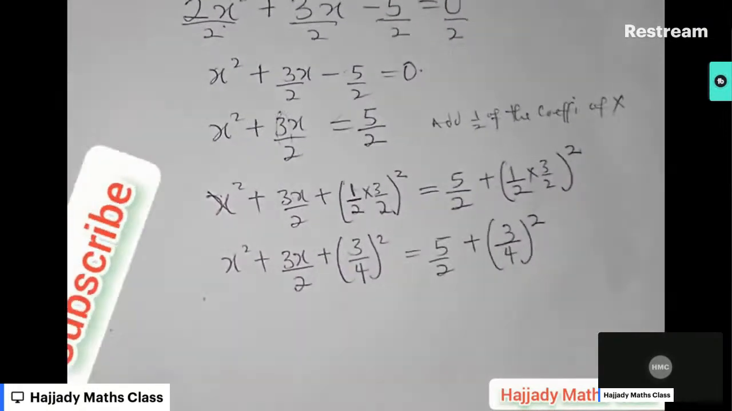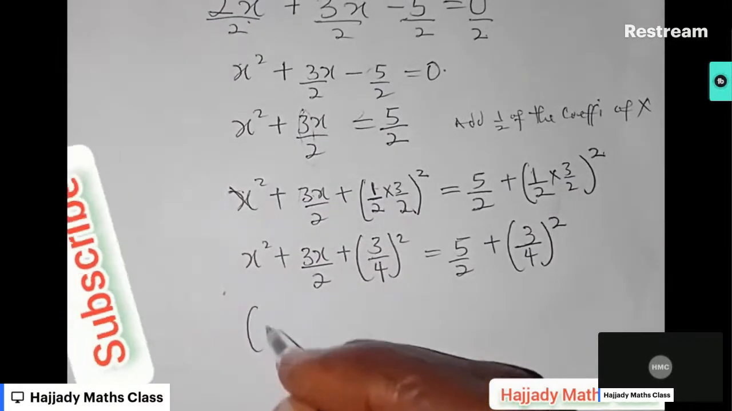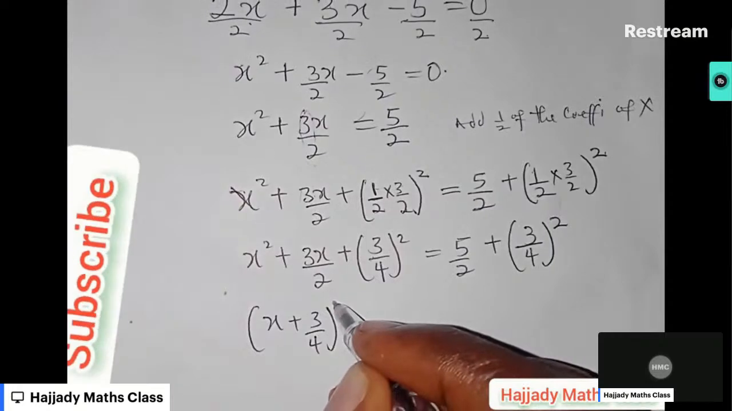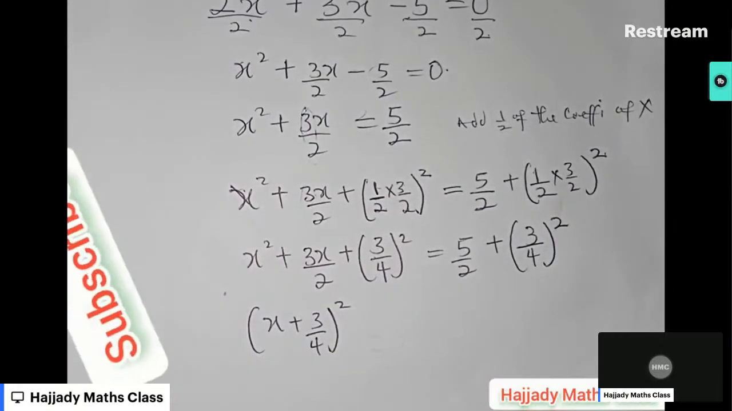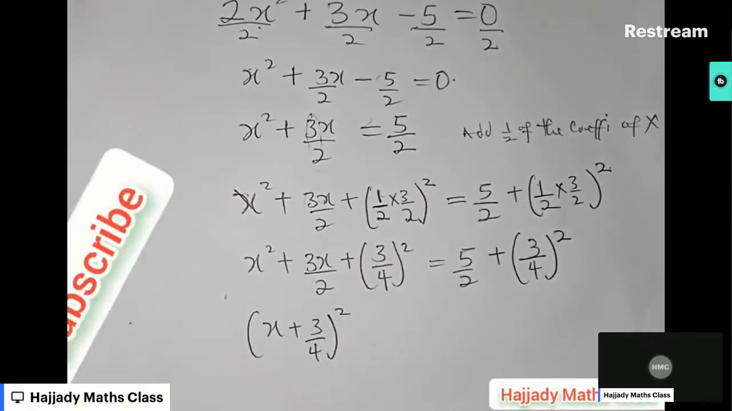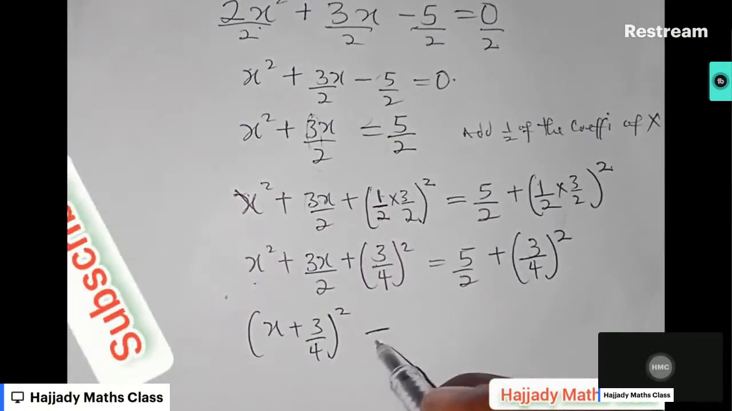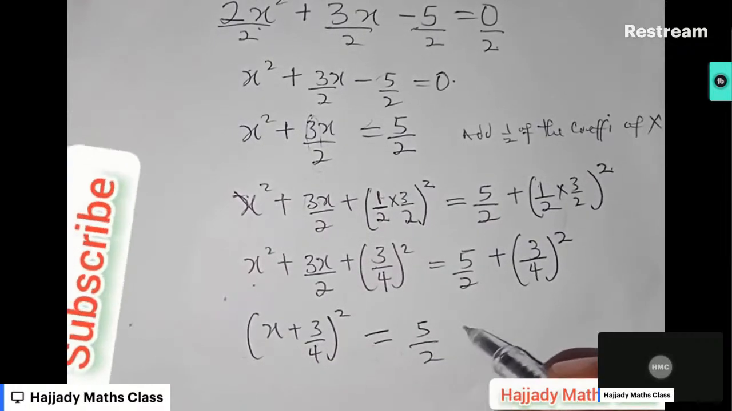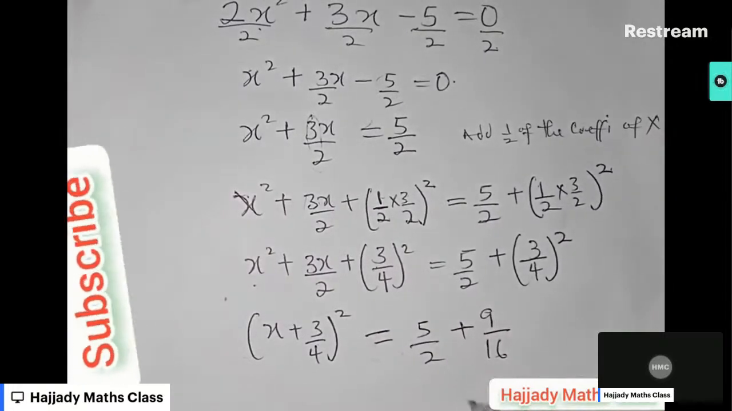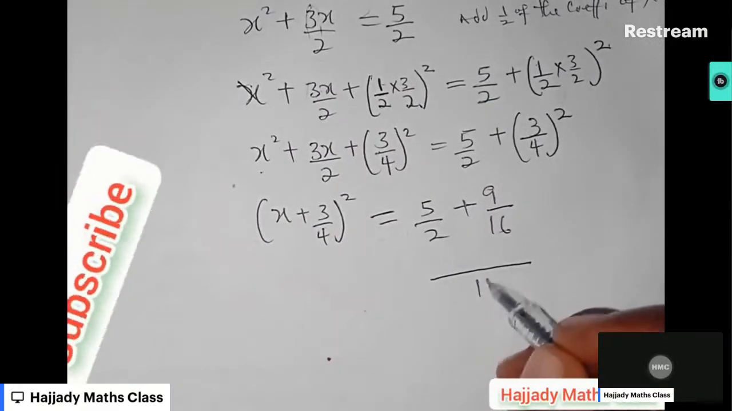Solving this further, we have x plus 3 over 4 all squared. If you want to confirm this, just try to expand this by writing it twice and expanding the bracket. We are going to get this again. So that is a shortcut. Equals 5 all over 2 plus 3 raised to power 2 gives 9, 4 raised to power 2 gives 16.